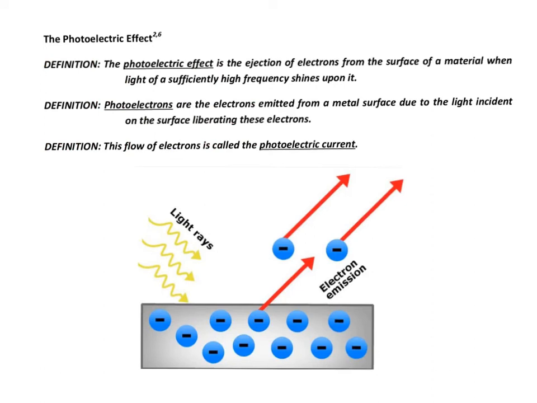The photoelectric effect is defined as the ejection of electrons from the surface of a material, in particular metal, when light of a sufficiently high frequency shines upon it. And the electrons that leave the surface are referred to as photoelectrons. They are no different to any normal electron. They are electrons, they have the same mass, they have the same charge as the electrons in the metal, but we just refer to them as photoelectrons because they have been ejected from the metal surface because light rays or electromagnetic radiation has shone on them. The flow of these electrons is called the photoelectric current.